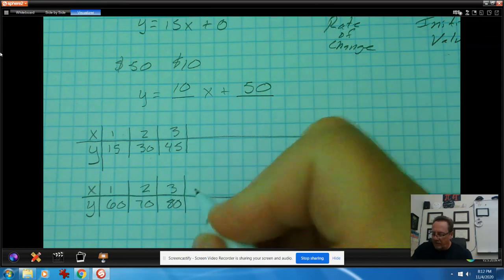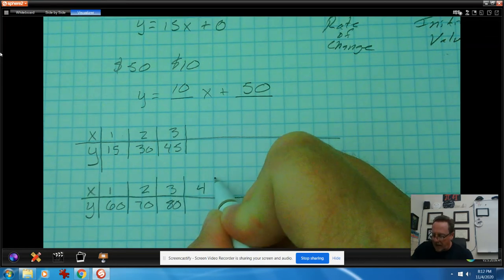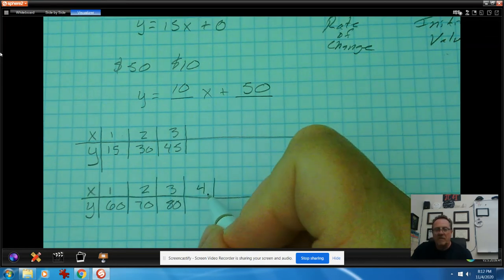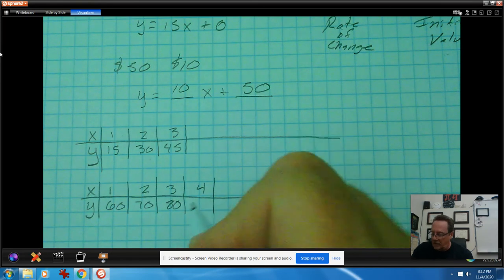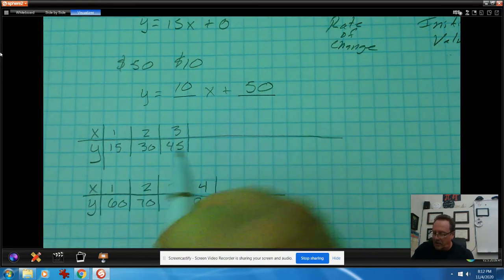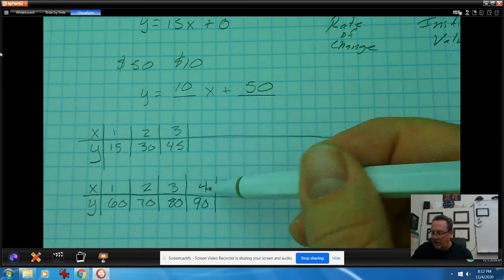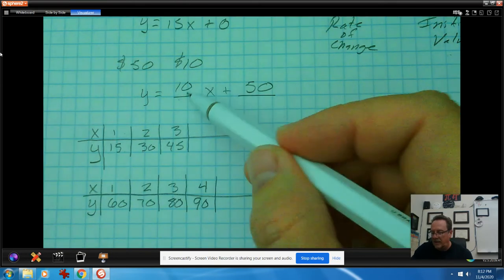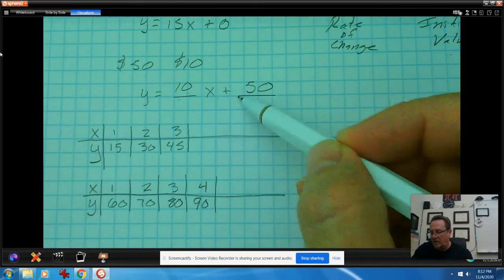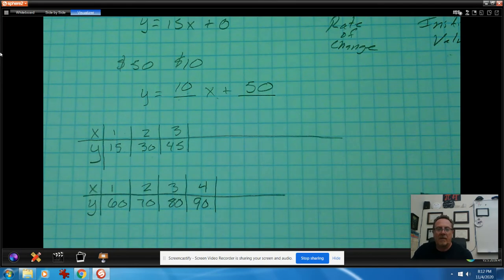So, for example, if I say 4 hats, I have to spend $50 plus 4 times 10, which is another $40, and 40 plus 50 is going to give me 90. Again, I'm just using this equation, plugging in this number for X. 10 times 4 is 40, plus that 50 gives me 90. Okay? And so I could continue to do this.